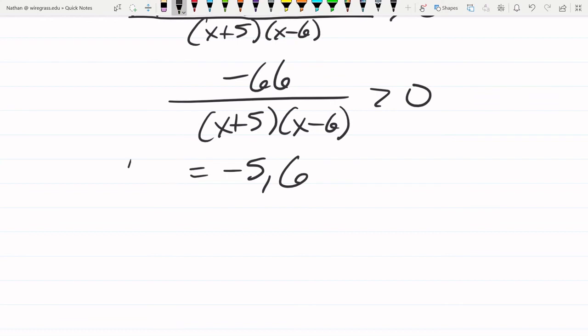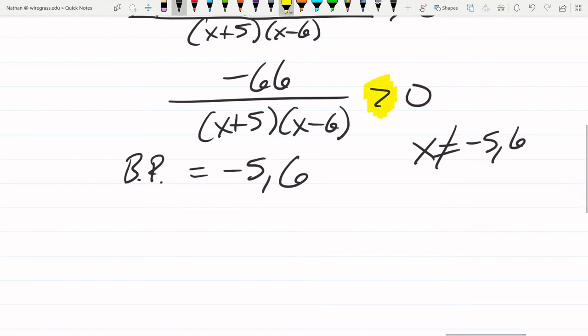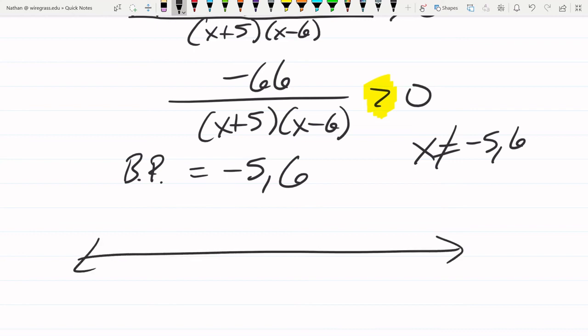These are, of course, our boundary points. And we know that because they're zeros from the denominator, x actually cannot equal negative 5 and 6. Just keep that in mind in case we need to do anything. This one, we don't really have to worry about that because the inequality is strict. We can't include the boundary points. But now we have our intervals, negative 5, 6. We have these 3 intervals. Let's graph this one and see what the solution is.